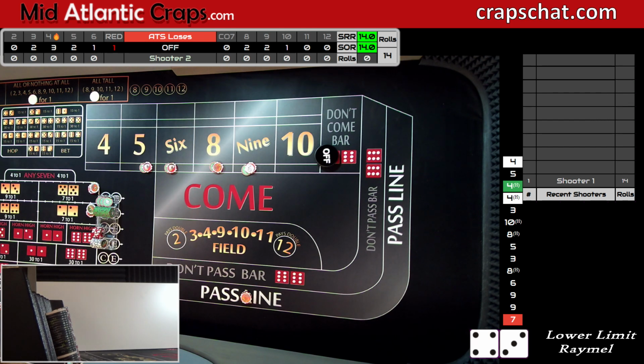Shooter number 2. Dice are out. And there's a 7 out. This will work. We get a long roll, and then we get smashed. All right, so we do have, what's that, 6-1? We do have a 6-1 come out 7.